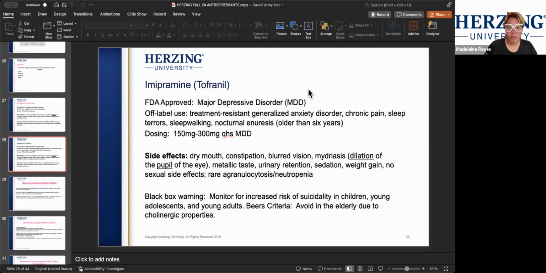Tofranil, FDA approved for major depressive disorder, off-label in the treatment for generalized anxiety, chronic pain, sleep terror, sleepwalking, nocturnal enuresis. Dosing comes in 150 to 300 for depression. Again, side effects: dry mouth, constipation, blurred vision, dilation of pupils, metallic taste, urinary retention, weight gain. And again, monitor young folks and the elderly population if they're going to be put on TCAs.